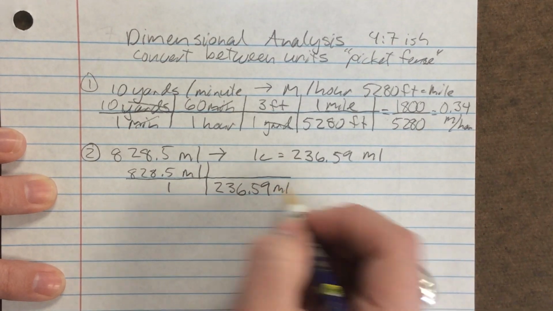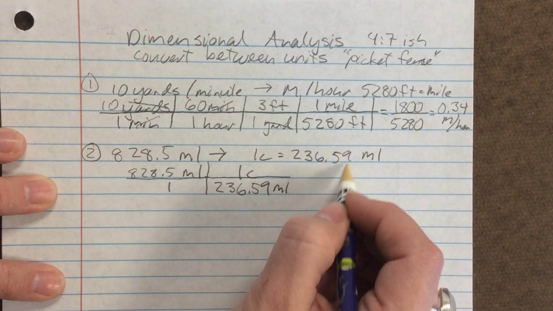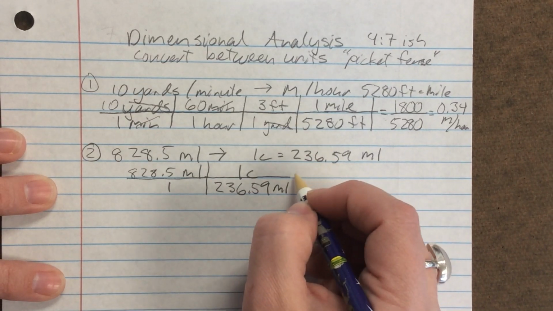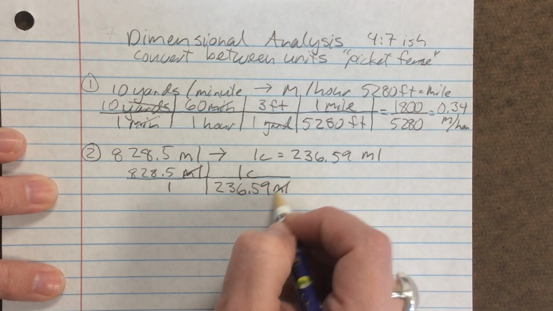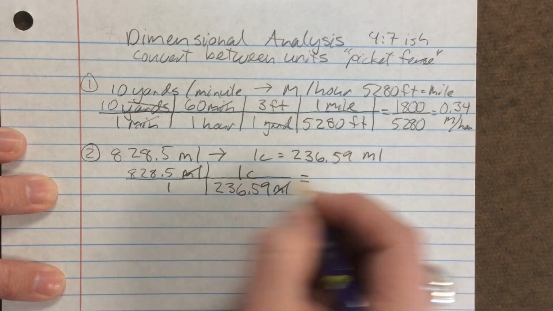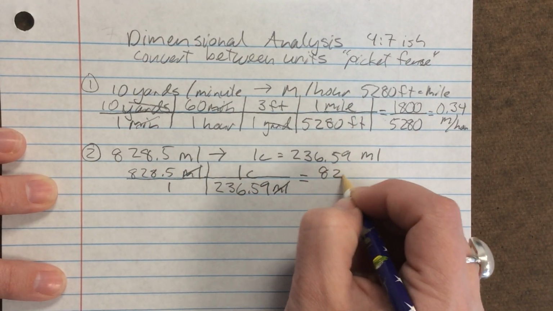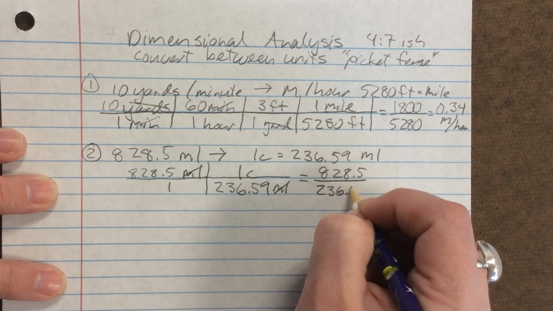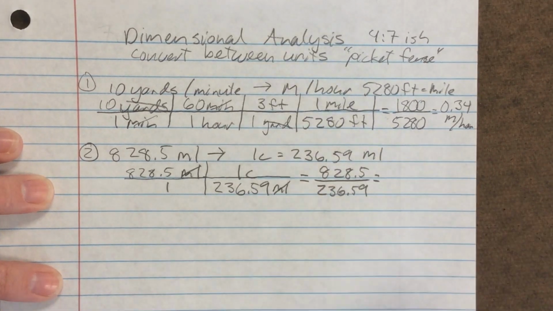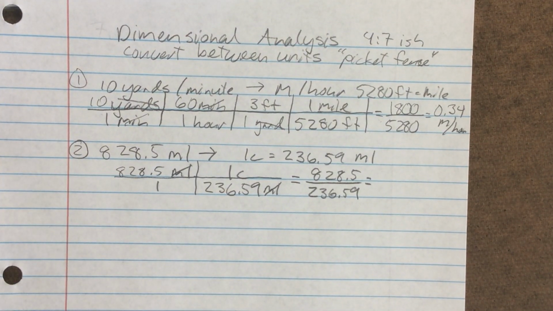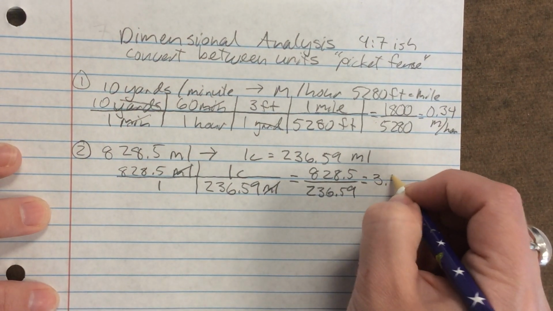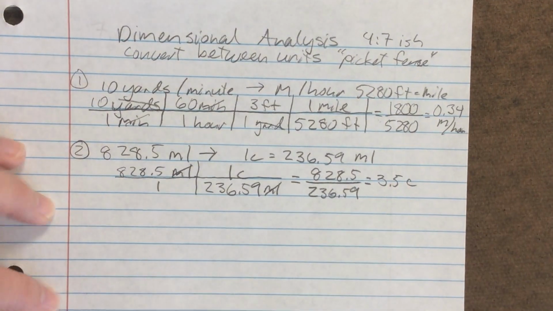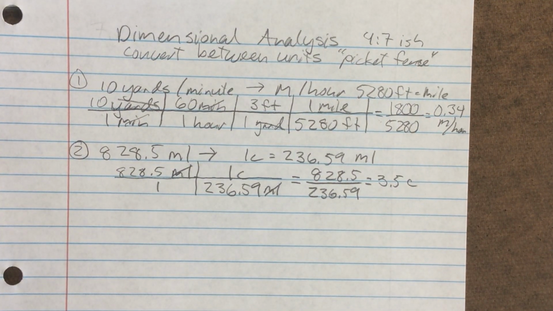236.59 milliliters to 1 cup. You just use that unit rate and we put it in here. And that's all we need because milliliters and milliliters cancel out and we're left with cups. So really we just have to do 8.5 divided by 236.59. And then we just put that in the calculator and it turns out to be 3.5 cups.